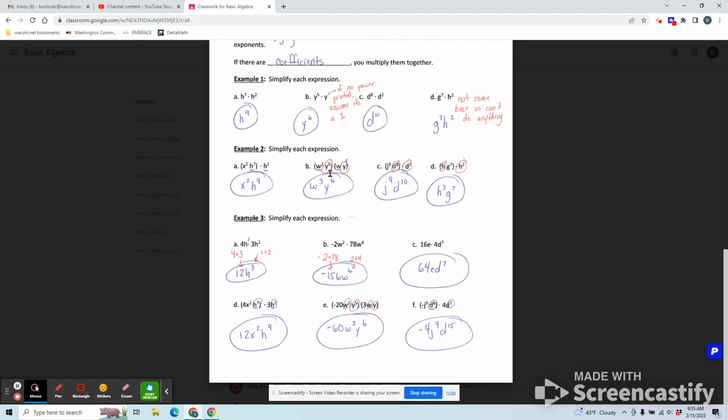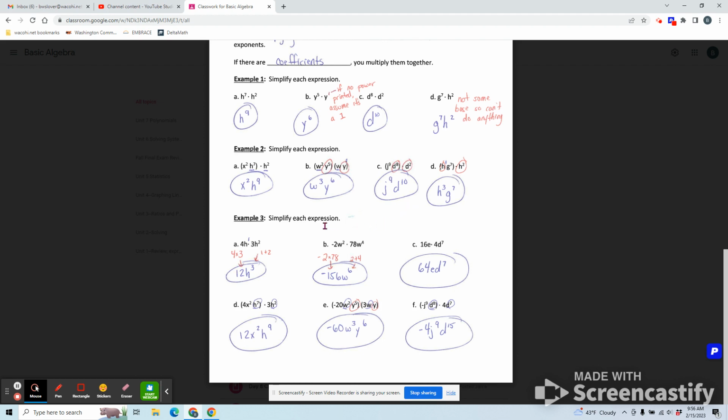I go to letter B, W squared and W. My power is 3. There's a 2 there, and there's that imaginary 1 there. So I add 2 plus 1, and I get the 3. Then I look at the Y's. They're the same letter, the same base. So 5 and 1 gives me a 6. Same thing on C and D. I tried to circle, identify my like bases, and then you add those powers together.